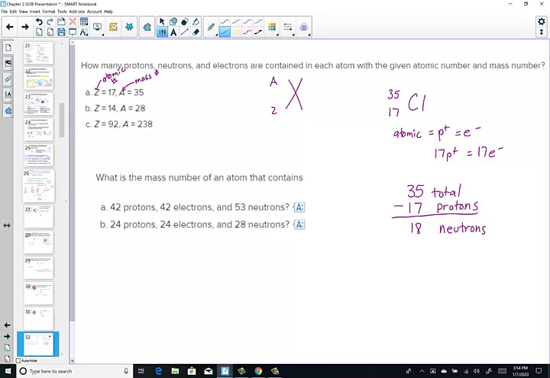Try B and C and come back when ready to check. Don't cheat yourself, please. Okay, welcome back. I'll keep talking.